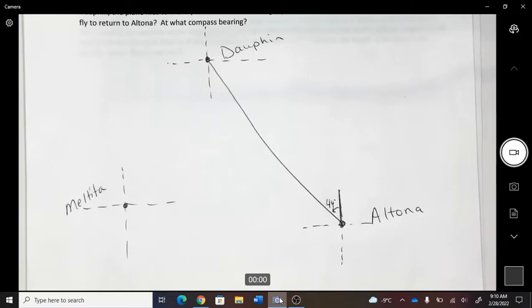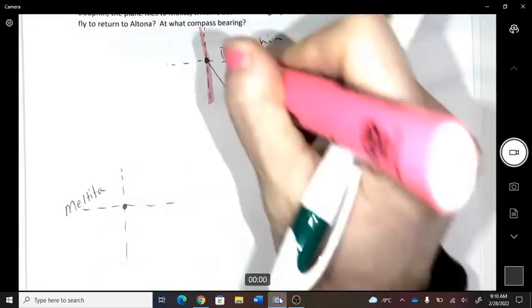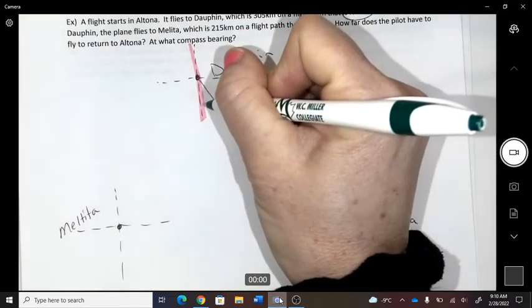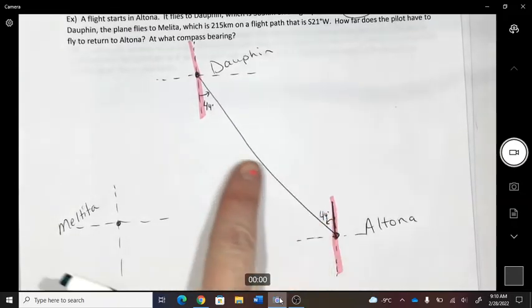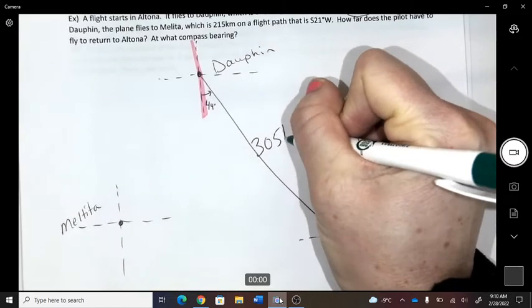Okay, now, before I go any further, do we understand this concept? These lines are parallel. They're north-south. Does that make sense? They're parallel. So where could I flip-flop the 44 using the properties from last unit? 44 could also go there. And do you remember the name of that by any chance? Those are what with each other? Alternating interiors. Do you see the alternating interiors? Okay, so that was 305 kilometers.